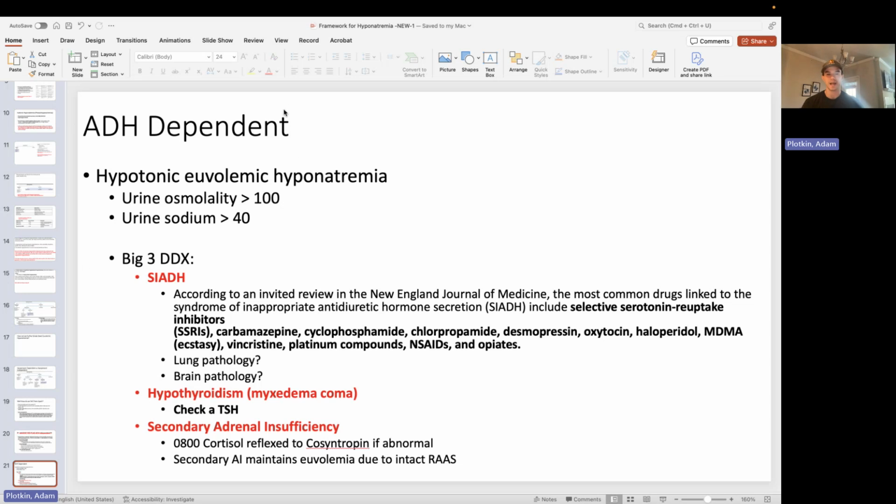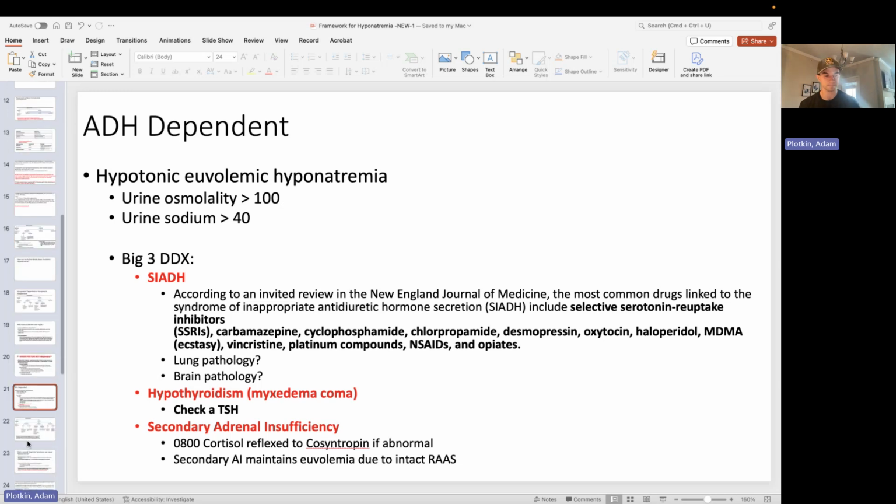So ADH dependent. So again, we're in a hypotonic euvolemic hyponatremia. We talked about if the urine osmolality is less than 100, that's an appropriate inhibition of ADH. We want to think about primary polydipsia, beer potomania, tea and toast. If the urine osmolality is greater than 100, now we want to think about SIADH, hypothyroidism, and secondary adrenal insufficiency.